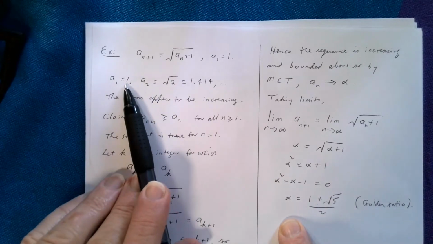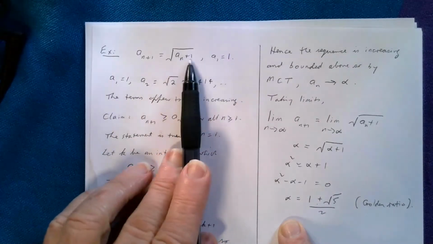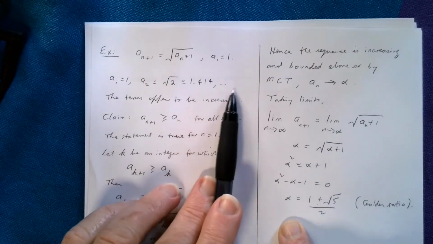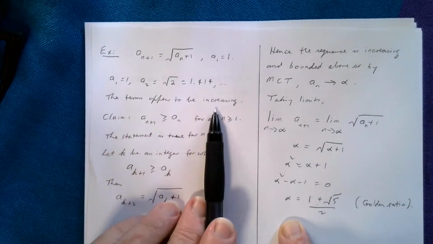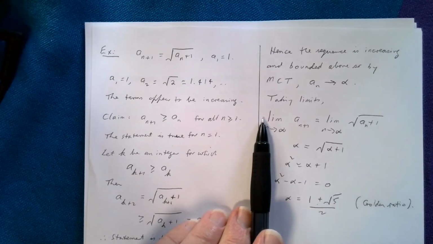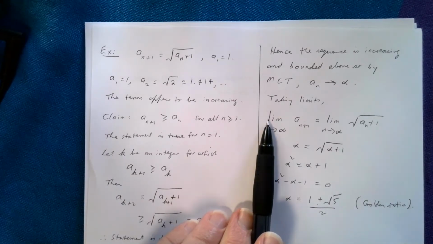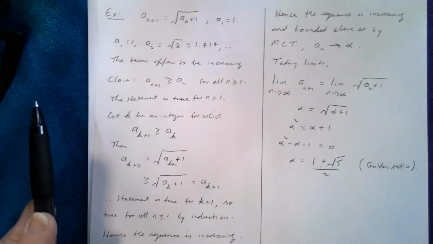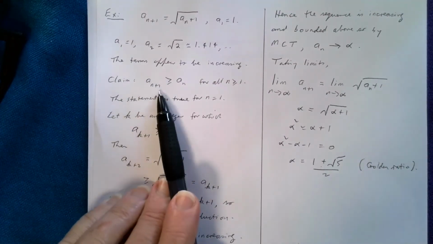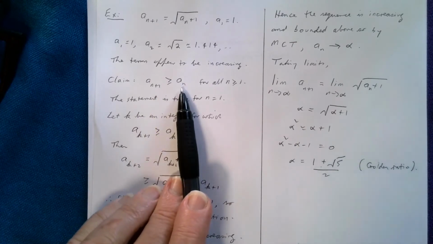Firstly, the first term is 1. The second term, put 1 in here, you get root 2, which is about 1.4. And if you keep going with this, the terms appear to be increasing. So we've got a sequence of numbers that's getting bigger and bigger. Now, we have to prove that result. So I claim that the sequence is increasing, that is, each term is bigger than the term before.